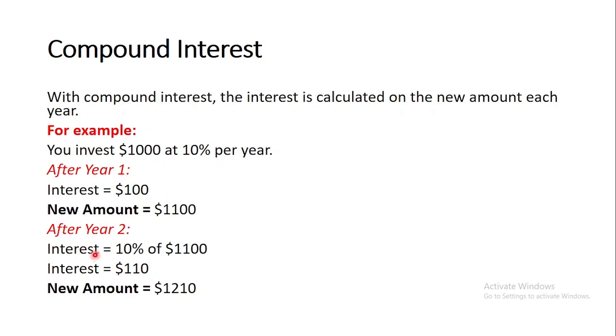So in order to find the interest for the second year, it will be 10% of the total amount in the account, which is 1,100. So the new interest for the second year would be $110. That means in your account by the end of the second year, your new amount would be 1,210.